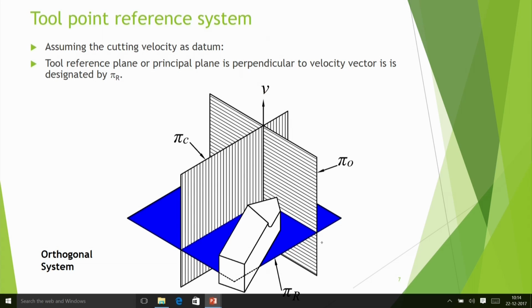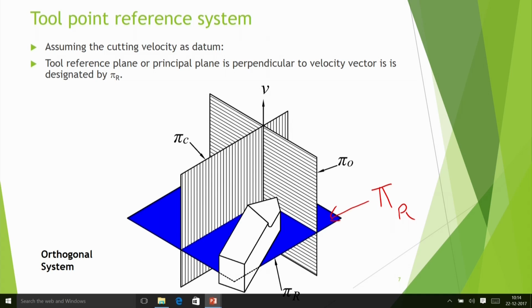I can take one plane, for example here the blue plane pi r. This plane, that blue one, is perpendicular to the cutting velocity. You very well know that a plane is characterized by its normal. If I tell the normal to the plane, that means I understand the plane.